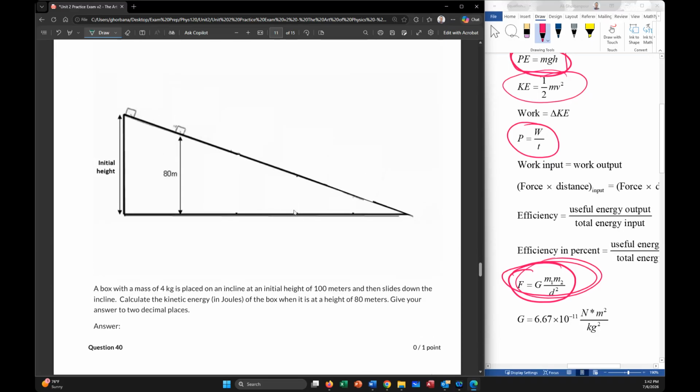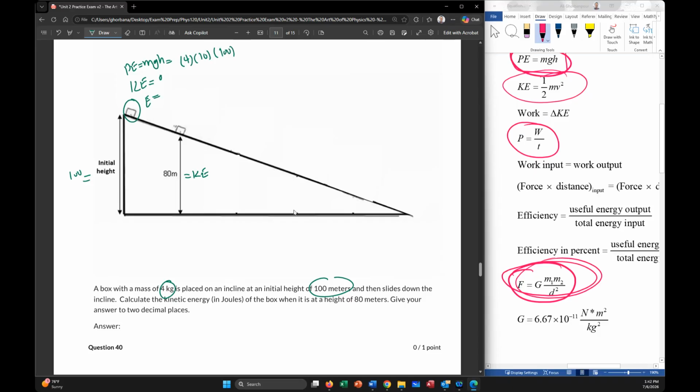Okay, it's telling that 4 kilogram, with the height of 100 meter, slide down, and calculate the kinetic energy of the box when it is 80 meter. Kinetic energy here. Good. So let me just calculate the energy, because what is the kinetic energy on the top? 0. What is the potential energy on the top? mgh. What is the m? 4 times 10 times, what is the h? 100. The initial height is 100.